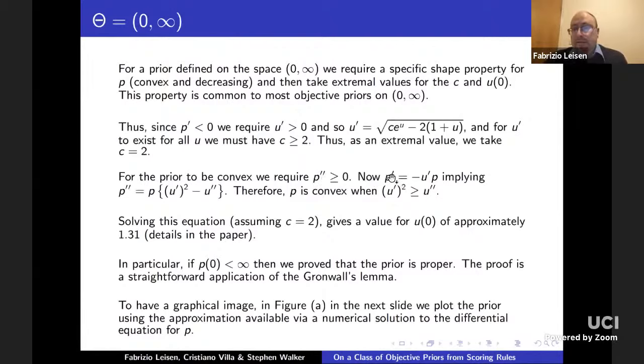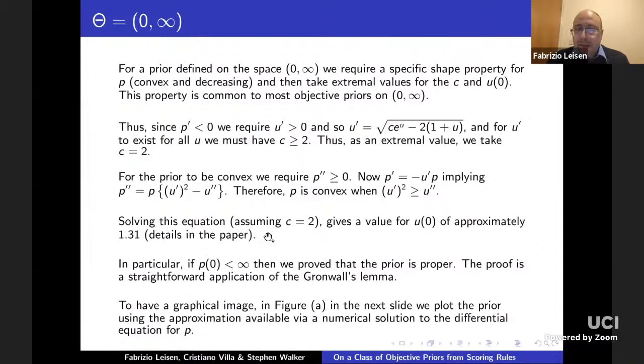And now, if we iterate the first derivative, we obtain a relation of the second derivative, which is the prior times this difference of u prime to the square minus the second derivative. And therefore, the terms in bracket must be positive. And this translates in the inequality that I'm pointing here. Now, details are in the paper of how we solve this, but this led to a value of u0 that is approximately 1.31.